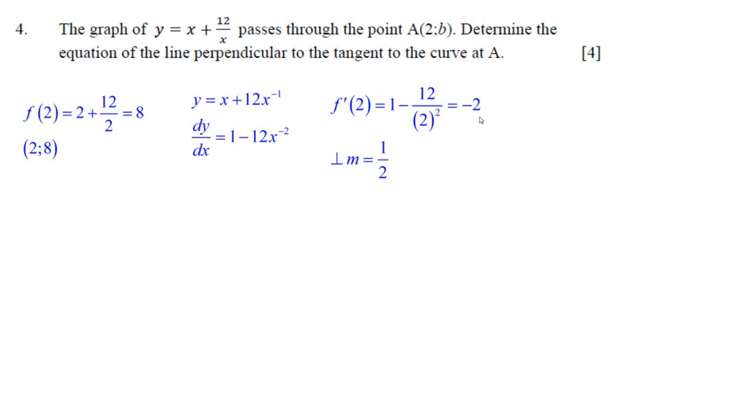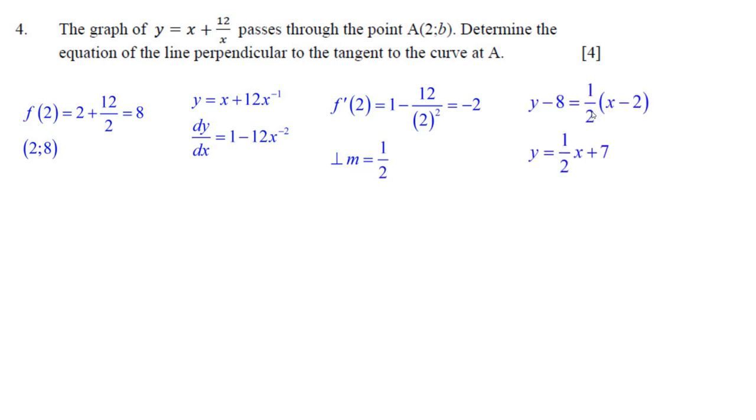For a perpendicular line, we have to take minus 2 over 1, turn it upside down, make it a half, and change the sign. It's a half. The perpendicular gradient is a half. So there you go, there's the perpendicular gradient. Now, what are we going to do? Well, right at (2, 8), we want to find the equation of the line with this gradient.